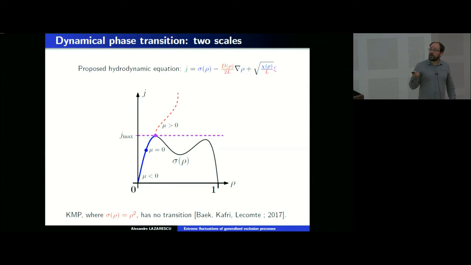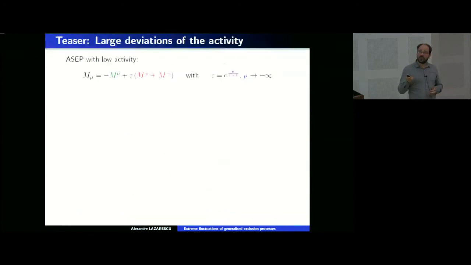Right, so I've been talking about the current, but that resolvent method is actually also applicable to the activity, which is the number of jumps rather than the jumps to the right minus the jumps to the left. Of course, I've been talking about the totally asymmetric exclusion process, which never jumps to the left. So in that case, the activity is the same as the current. But if I look at partially asymmetric simple process with jumps in both directions, and I look at the limit of low activity, and this is in progress, so this is just a teaser.